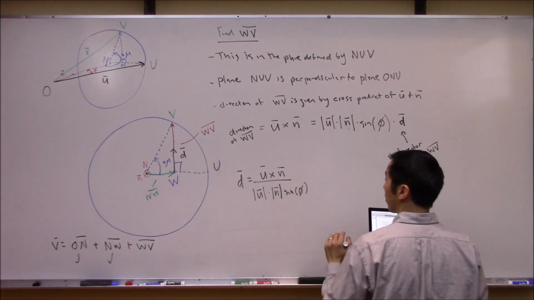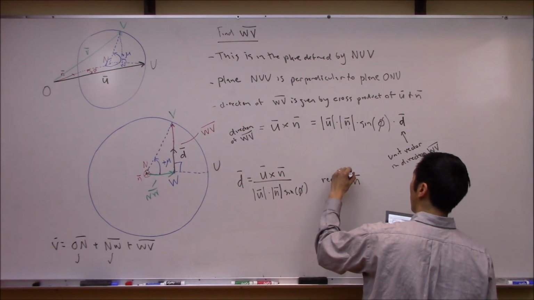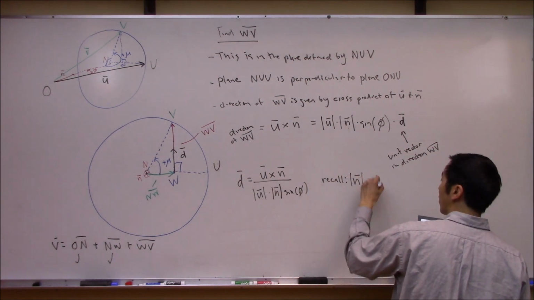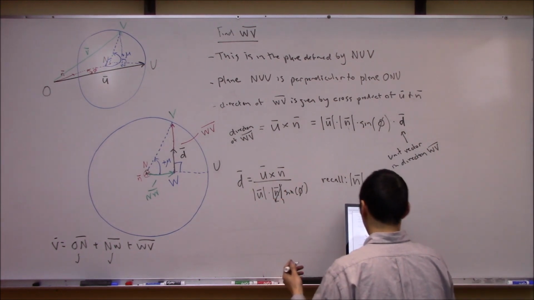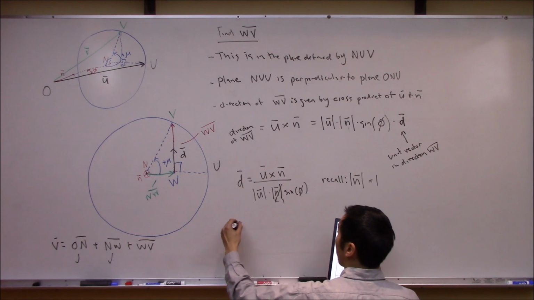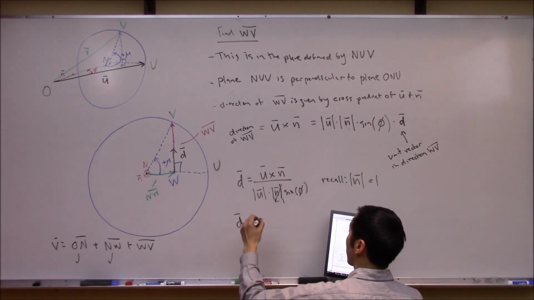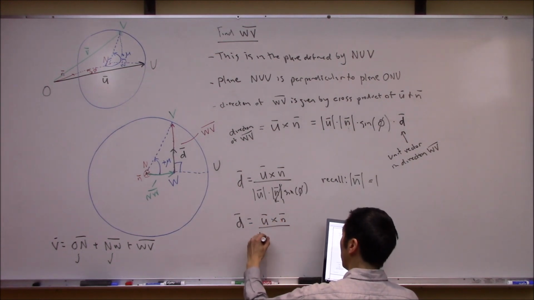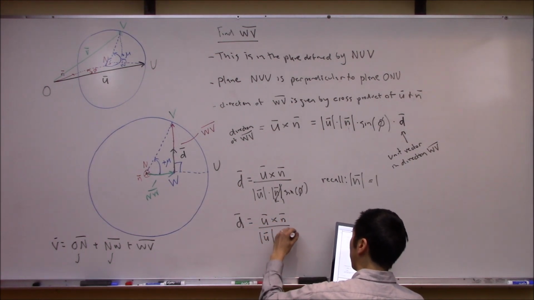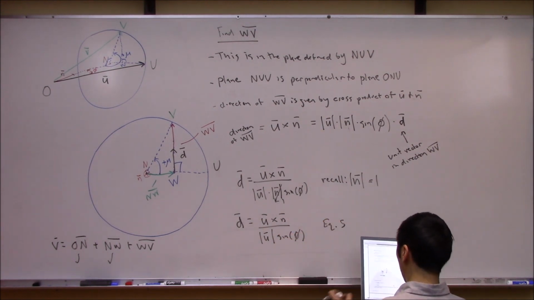Okay, now let's make another simplification. If you recall, what was the deal with the magnitude of N? That's a unit vector, so this magnitude is 1. So this goes away, and we end up with our final expression for D, which we are going to box up and save, and we'll use this for later. So this can be U crossed with N all over magnitude U times sine of phi. Maybe I'm going to call this equation 5 in my notes.